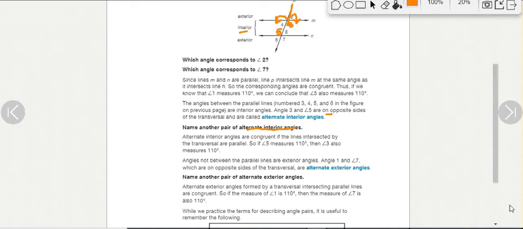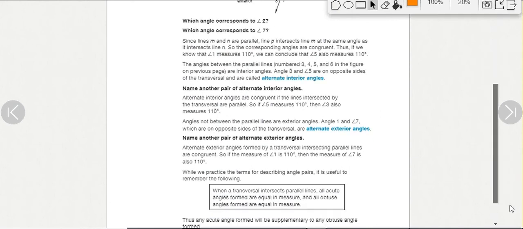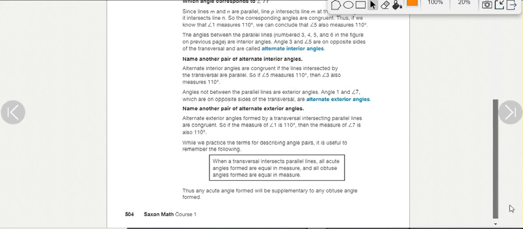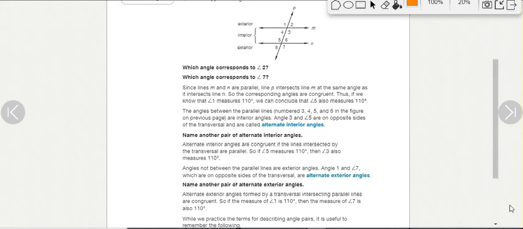They're congruent if intersected by a transversal into parallel lines. So angle 5, if it's 110, angle 3 is the same. You can kind of tell, if I flipped this over and upside down, it would look the same as 3. So angles 3 and 5 match up. I'm telling you right now, 6 and 4 are going to match up also. But first, angle 1 and 7 are called alternate exterior angles. 1 is an exterior angle. 7 is also exterior. And since we're flipping them as alternates, they will be equal.